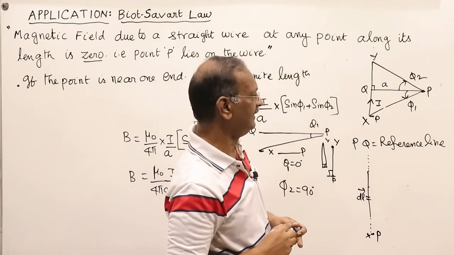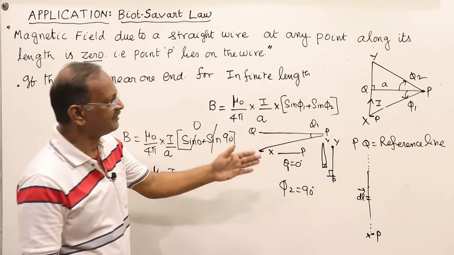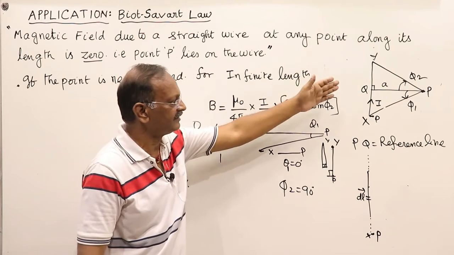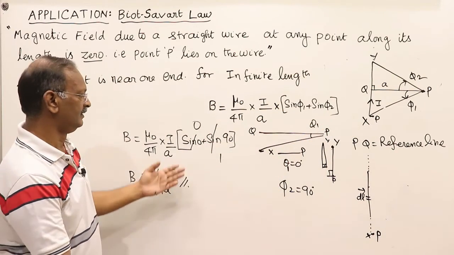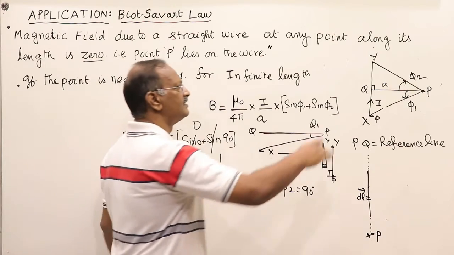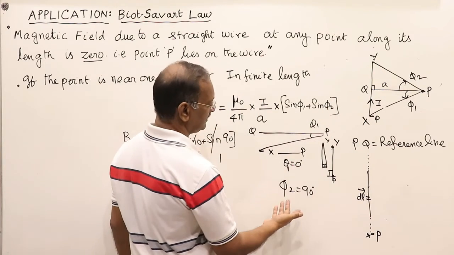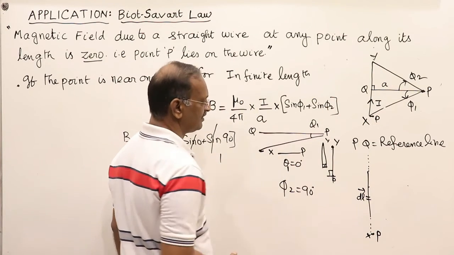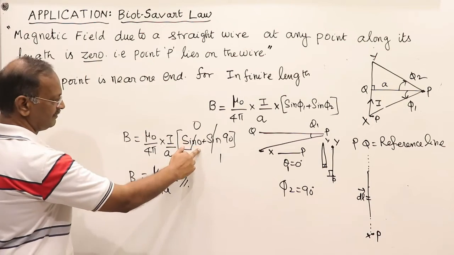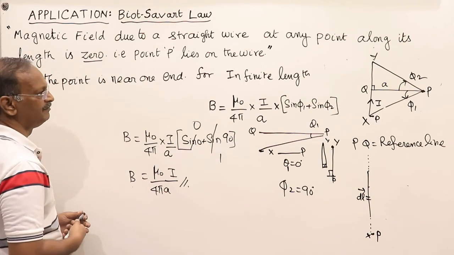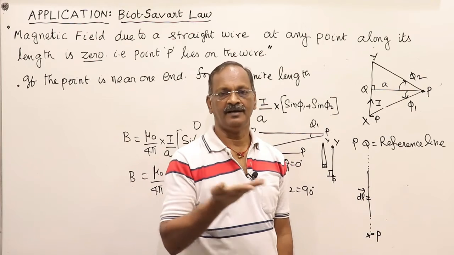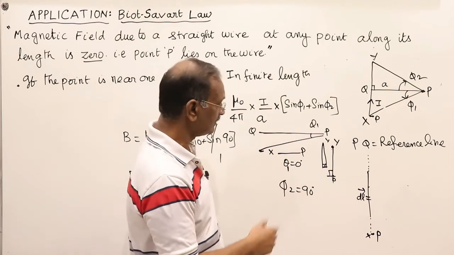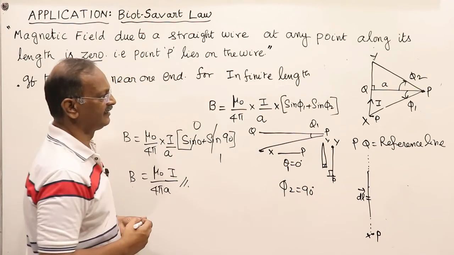In that case, the magnetic field produced by the entire infinite length conductor at point P, which is lying closer to one end, is this. Obviously, one angle will become 0 and the other will become 90, and the result is the same. The magnetic field direction we can find out using the right hand thumb rule or right hand palm rule. So this is another case.